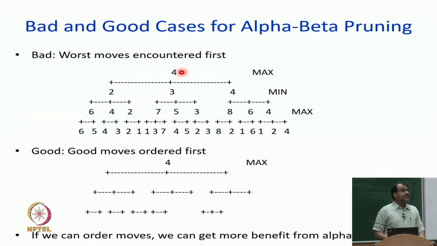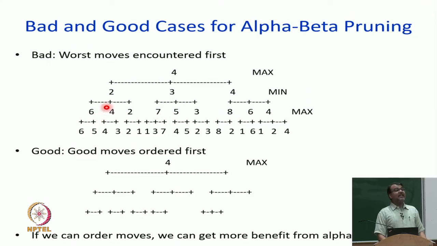I am a max, but I ordered my nodes as 2, 3, 4. If I ordered my nodes as 2, 3, 4, after I explore 2, I will have to explore 3 because 3 will finally be better. There is just no way I can not explore 3. I will have to explore 4 because 4 will be better. Similarly, for children of 2, the min node, I have ordered them 6, 4, 2. So, once I get the value 6, I will have to explore 4, I will have to explore 2 because 2 is the finally correct answer.